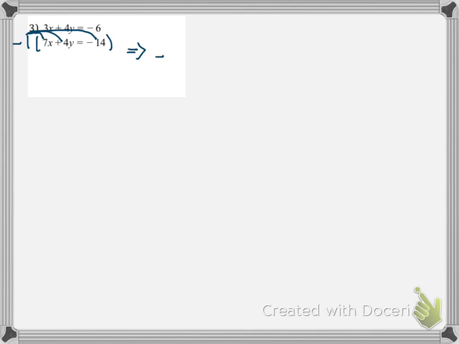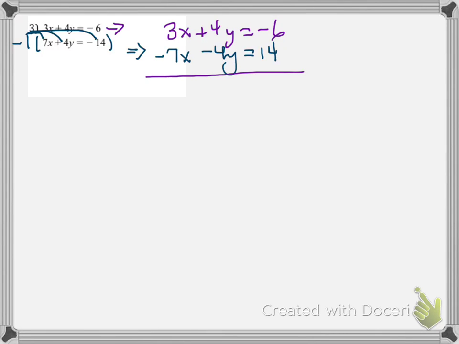So now this becomes a negative 7x, and negative times a positive 4y is a negative 4y equals negative times a negative 14 is a positive 14. Now go ahead and write the top. We're not changing it. We're just going to say 3x plus 4y equals negative 6. So now let's add these together. And yes, our y's cancel out, which is great.